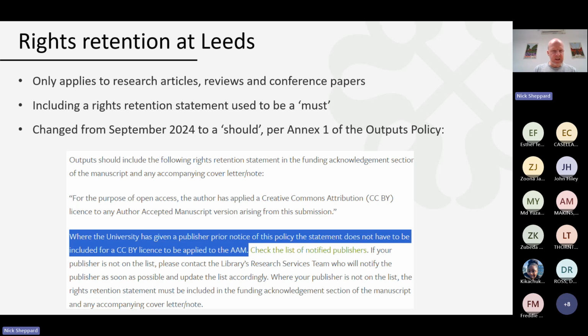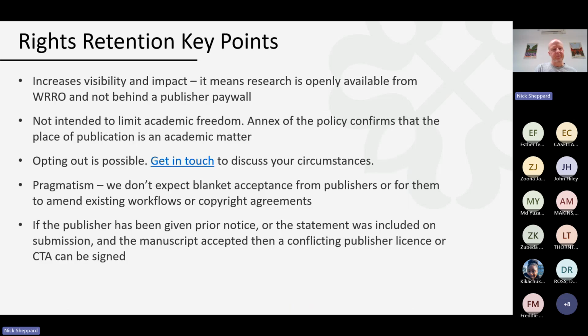It only applies to research articles, reviews, and conference papers, and you still need to include a rights retention statement. I can't actually read the text there, but if you have a look at the outputs public statement, essentially we're saying it's still a good idea to include this statement in your submission, but it's now only a should because we have prior notified the publishers that this is what we're doing. So that's all legally sort of watertight. I'll skip over that just for time.